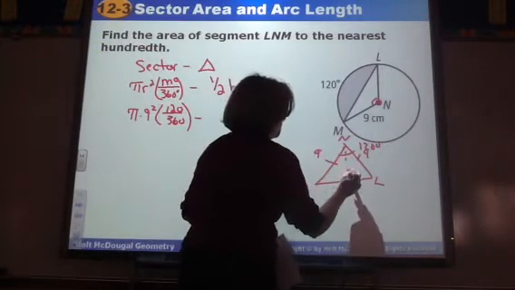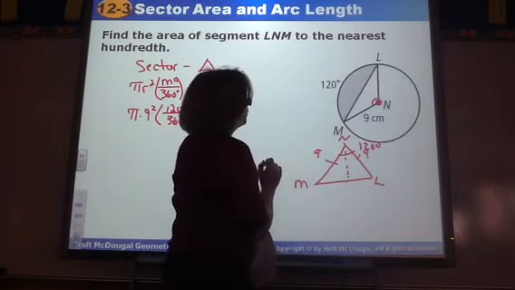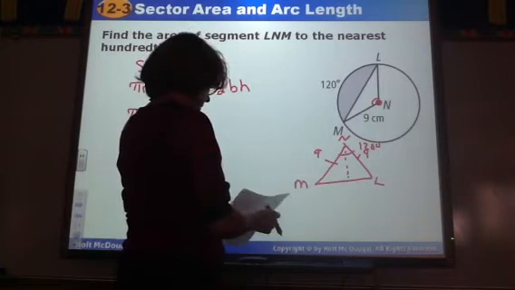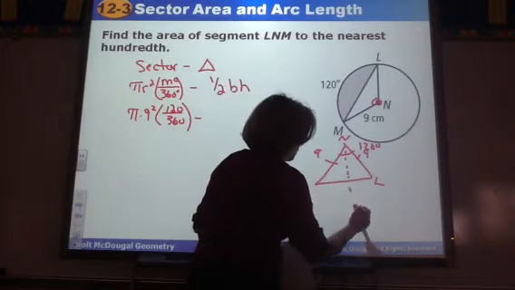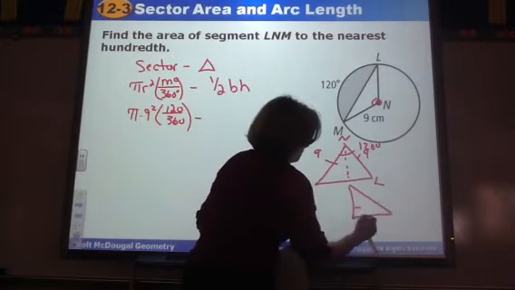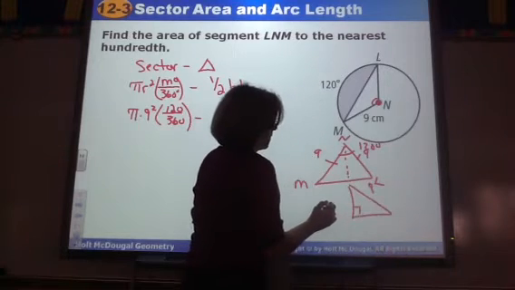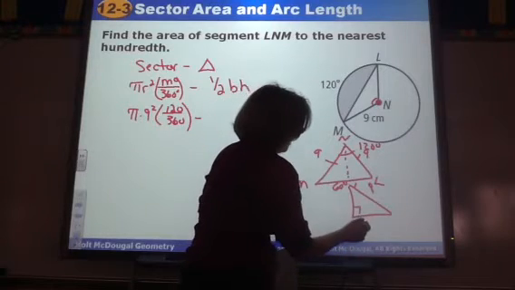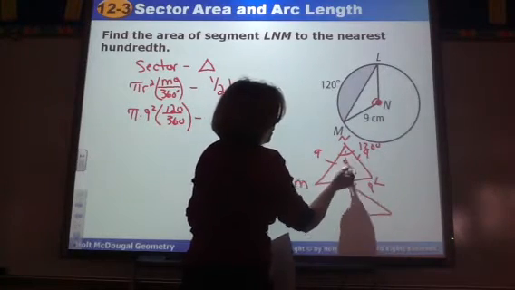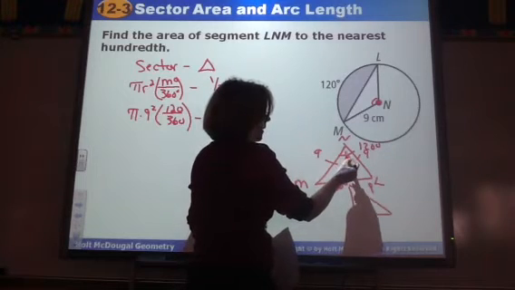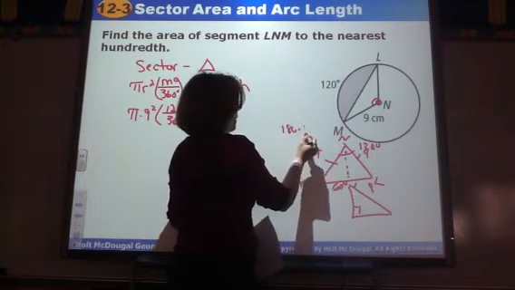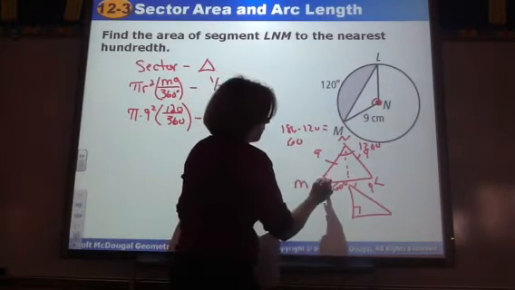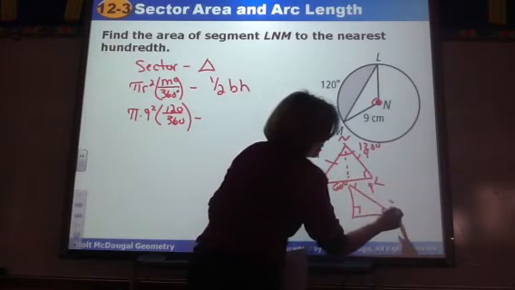Okay, so what I need to do is find out my base and my height here. All right, so I'm going to redraw this. This is 9. Okay, if this is 120, this right here is 60 degrees, and this is an isosceles triangle. If this is 120, 180 minus 120 equals 60, therefore these here are both 30 degrees, so this is 30 degrees.